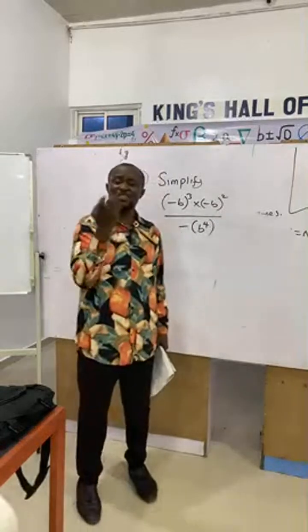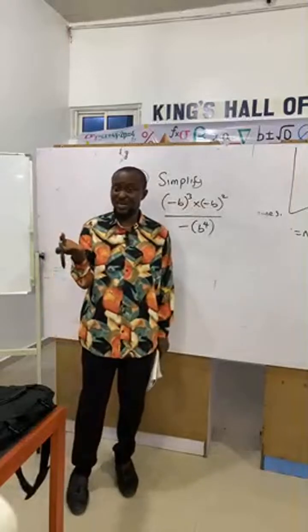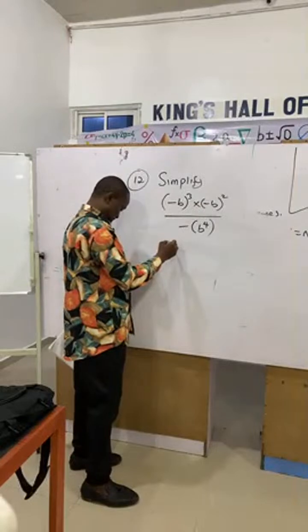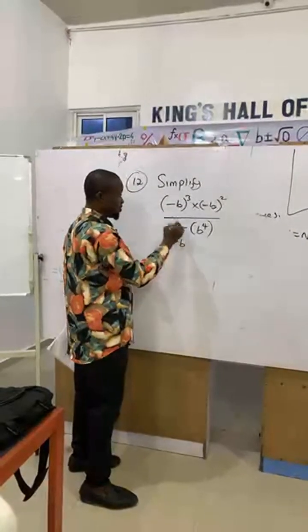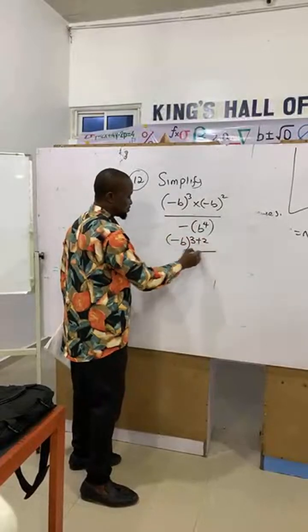Ask yourself, do they have the same base? Yes. This and this are the same base. It's simple, right? Is that correct? So the same base, what do you do? You take the base in the numerator, you add the powers, 3 plus 2. Have you seen what I'm doing?